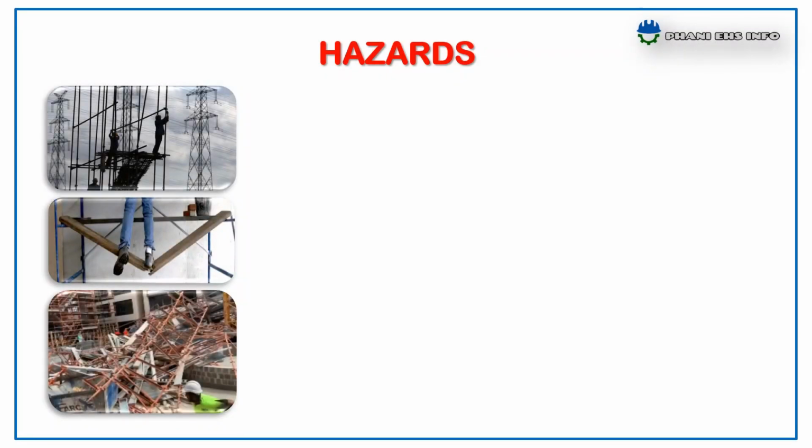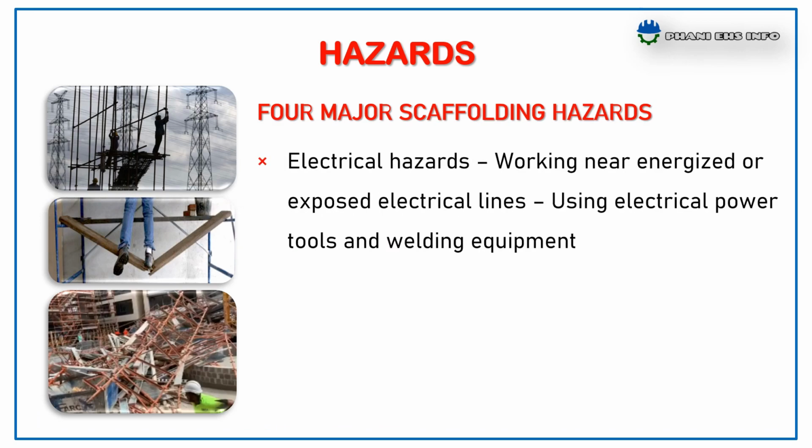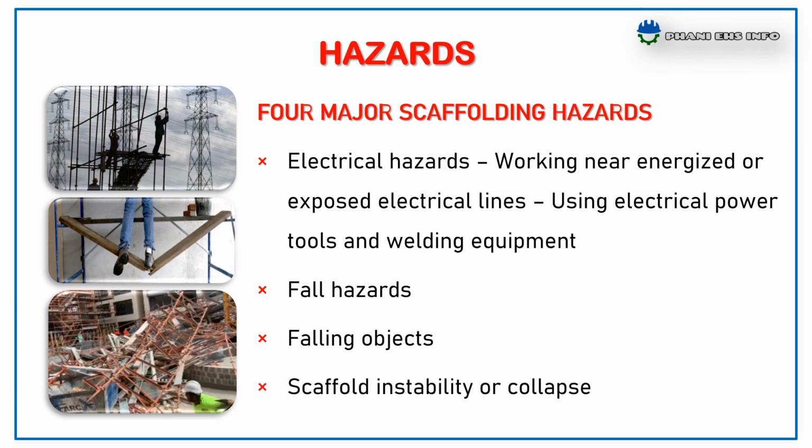What are the scaffolding hazards? There are four major scaffolding hazards. First one, electrical hazards: working near energized or exposed electrical lines, and using electrical power tools and welding equipment on scaffold. Second one, fall hazard. Third one, falling objects. And fourth one, scaffold instability or collapse.